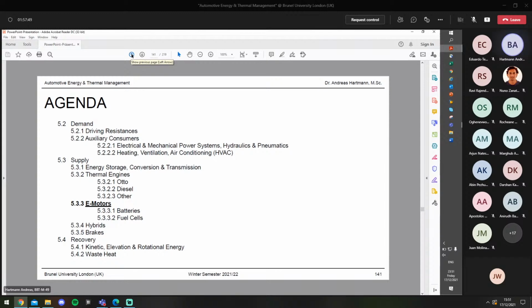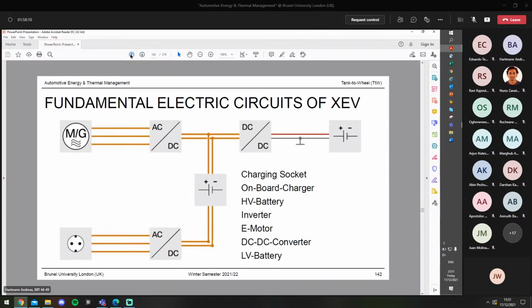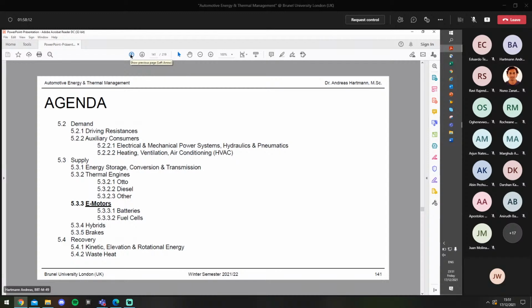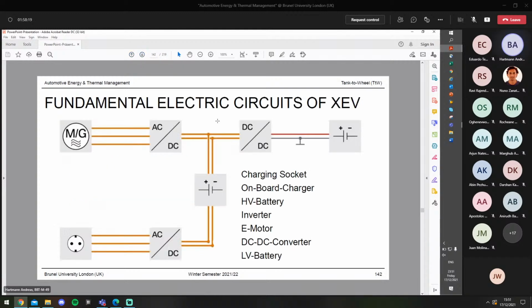So how does the whole story begin? Let's start with the charging. Which components do you need for an electrical powertrain? Charging, battery, and so on and so on. So which components do you need? Yeah, this one is shown on slide 142.